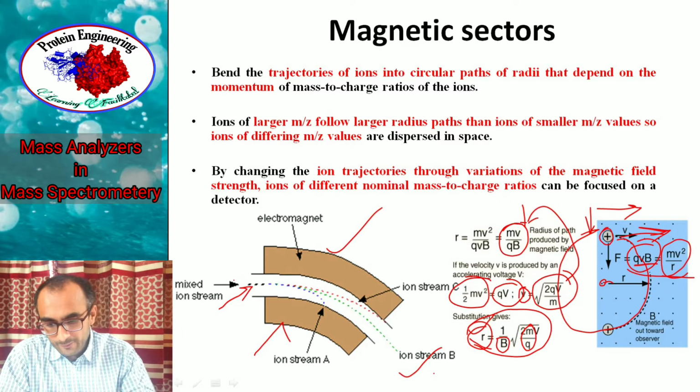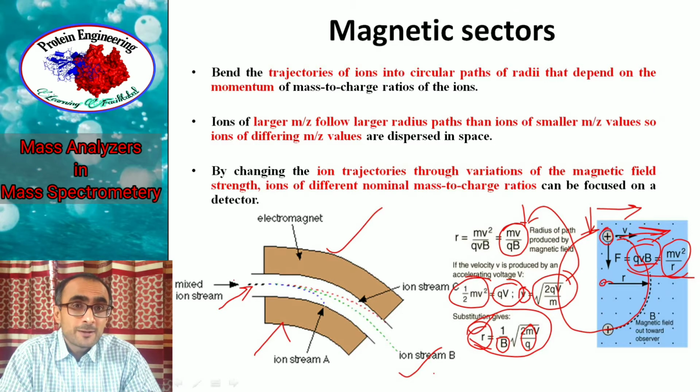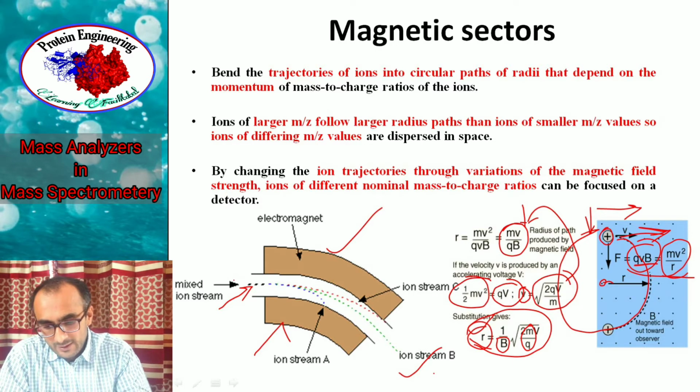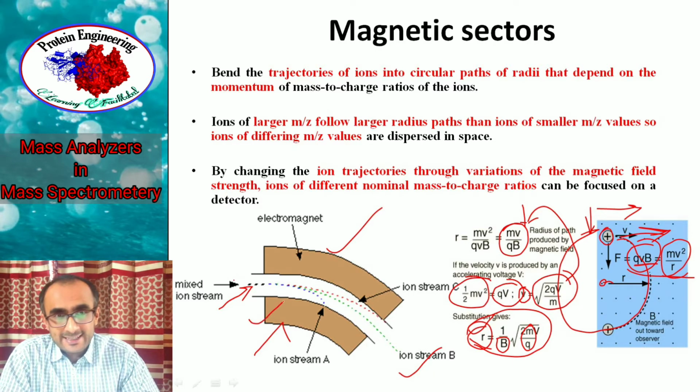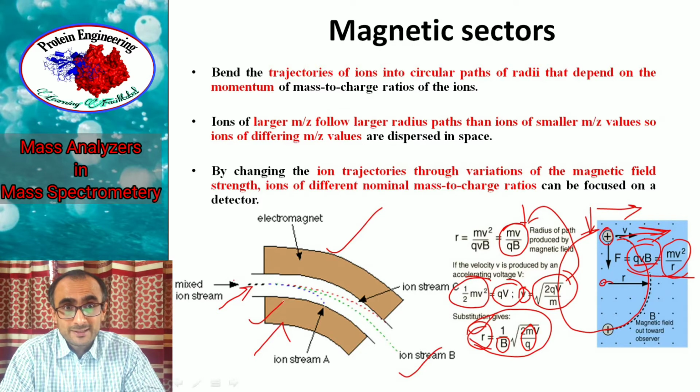So this kind of magnetic sector analyzer basically measures deflection of the ions in order to sort them based on their m by z values. In such a system, the magnetic field is varied from low to high, so that all the ions, the ionic beam containing different m by z values, are separated on the basis of m by z.